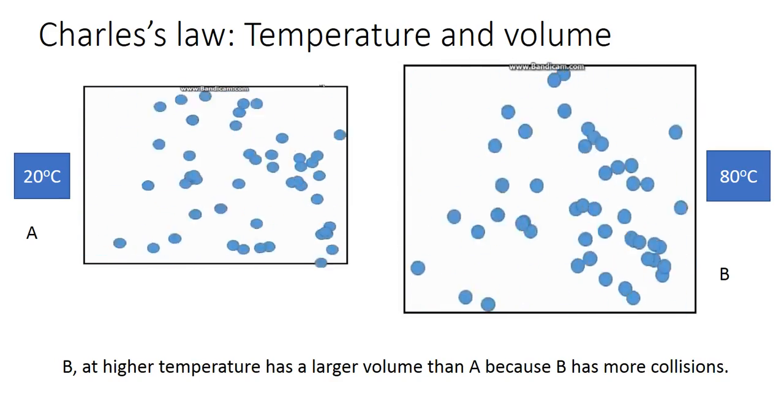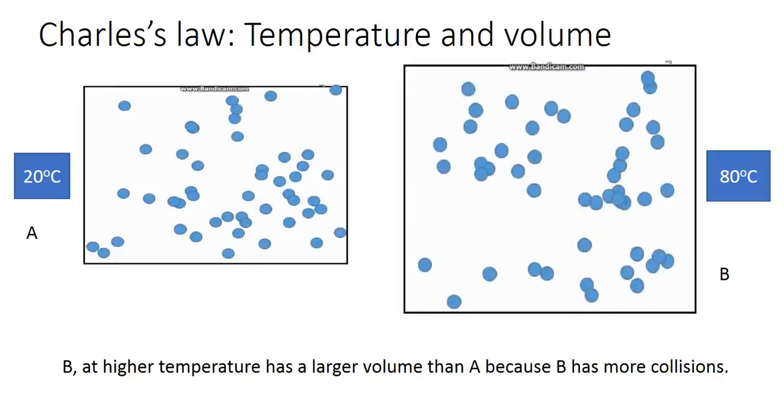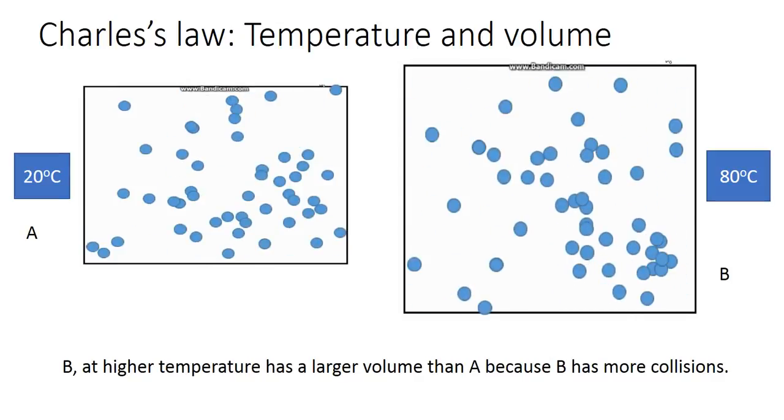As you increase the temperature, you are increasing the kinetic energy of the particles. So there are more collisions. The particles have more collisions, and because of having more collisions, the particles will push against the walls of the container and therefore increase the volume. So for Charles' law, what you just need to know is that as you increase the temperature, the volume will increase.